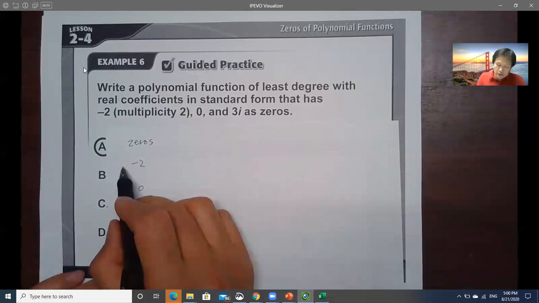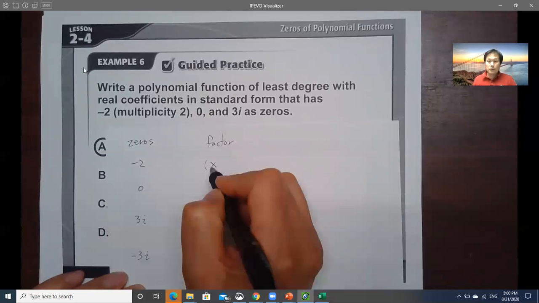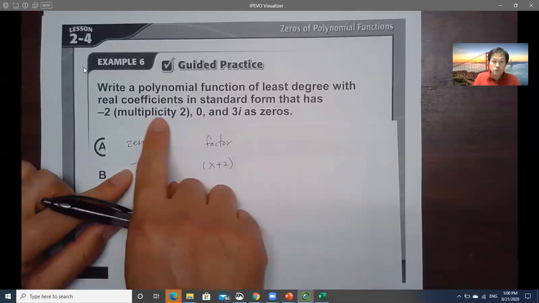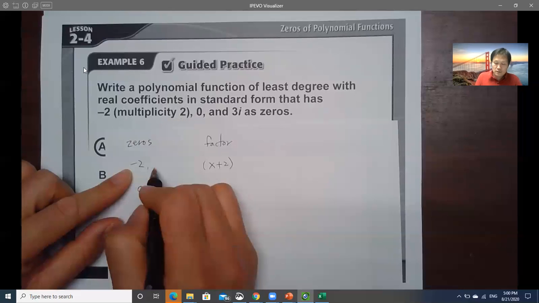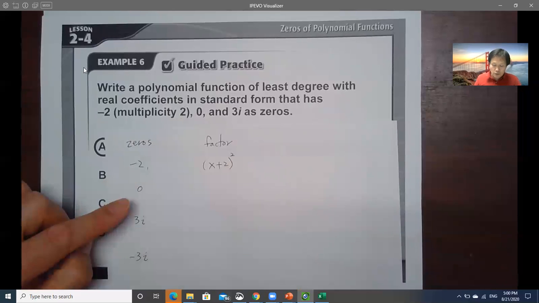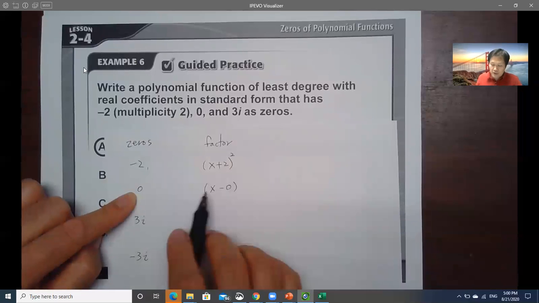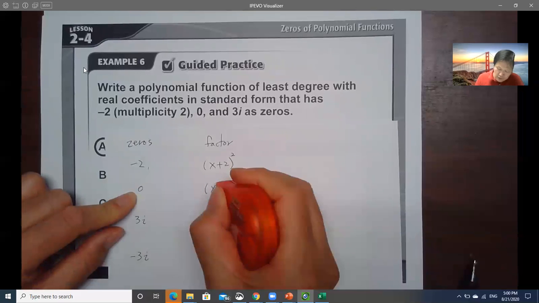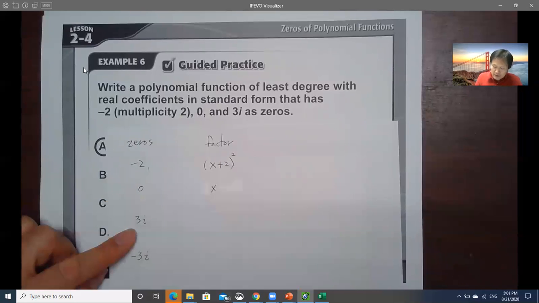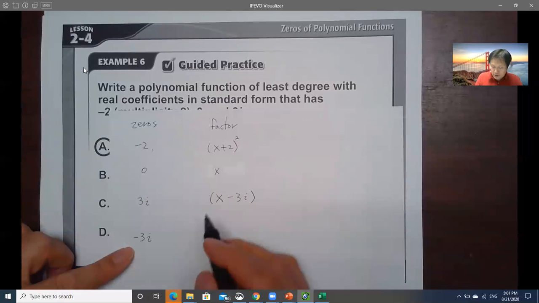So you got x minus negative 2, so the factor should be x plus 2. Be careful, because they said negative 2 has a multiplicity of 2. What does that mean? You get negative 2 twice, so you have to have a square. Multiplicity 2 means you have the second power. For the 0, you have to have x minus 0, which is the same as just x. And to get the 3i, you need x minus 3i. To get negative 3i, you need x plus 3i.